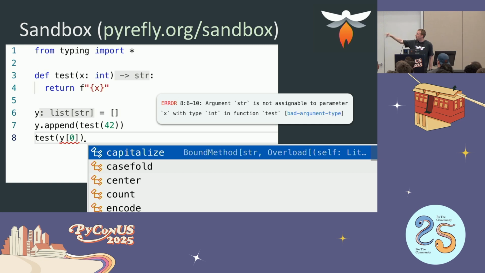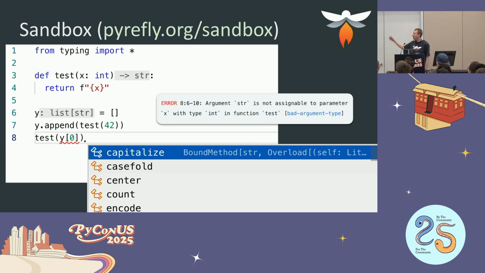It's figured out my local variable y. Looks like a list of string to me. That sounds good. So when I do y square bracket 0 on the last line and pass it to test, I'm giving a string to somewhere I said it should have an int. So it's given me an error.